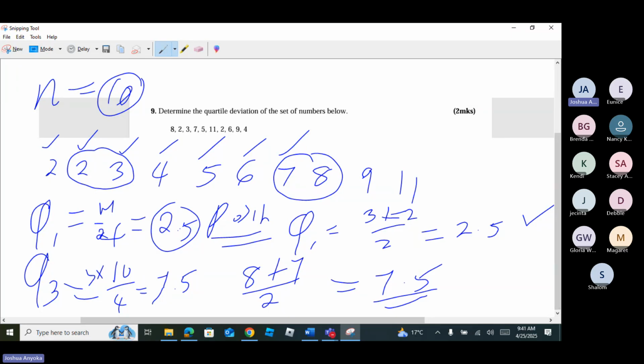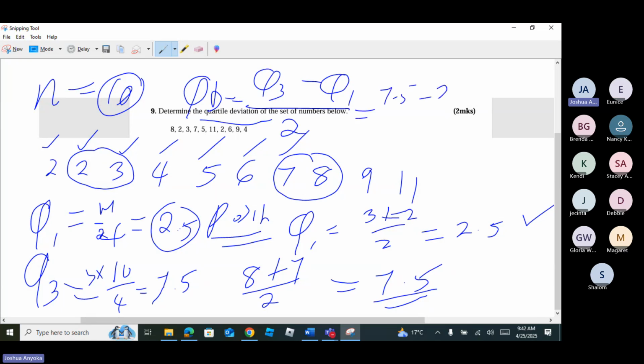Do you have that one, Eunice? Yes. Then now quartile deviation, the interquartile range. We said quartile deviation is equal to Q3 minus Q1 divided by 2. 7.5 minus 2.5 divided by 2. This gives us 2.5.